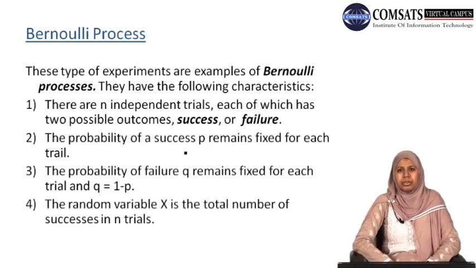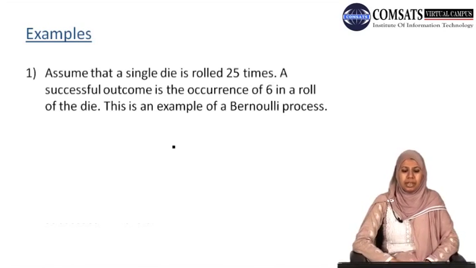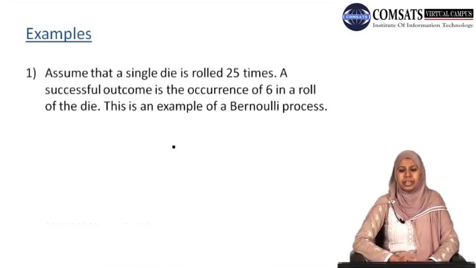Suppose we have flipped a coin 3 times and we define our random variable x, the success, as when we obtain head, and we have obtained head 2 times. Then the random variable will take the values 0, 1, 2, that is, the number of successes in n trials. For example, we assume that a single die is rolled 25 times and we define our successful outcome as the occurrence of 6 in a roll of the die.